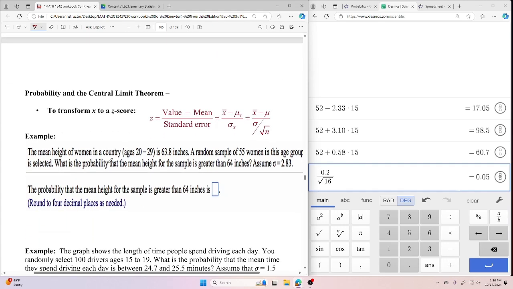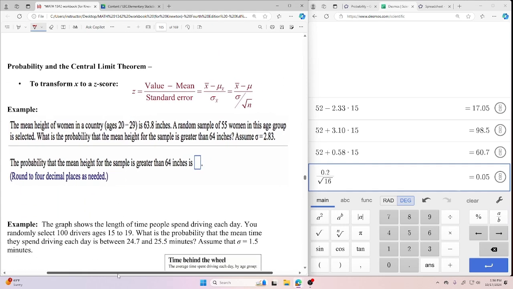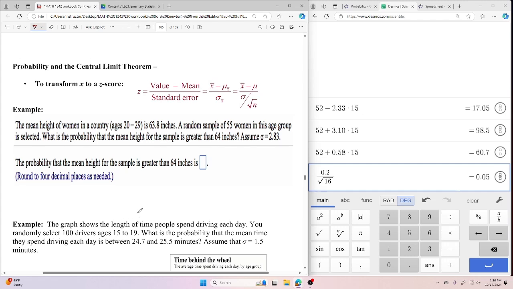Okay, cool. So hey, Chad, when are we actually going to do some real math? Hopefully now. The mean height of women in a country is this much. A random sample of 55 women. What's the probability that the mean height for the sample is greater than this much here? They have the standard deviation over there, which I would say is the old one. So we're finally actually going to do some real math with this, and I'm going to use GeoGebra for this as well.